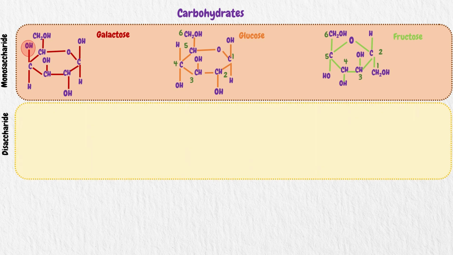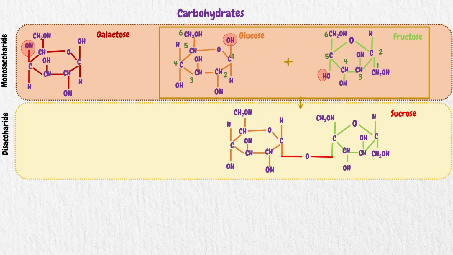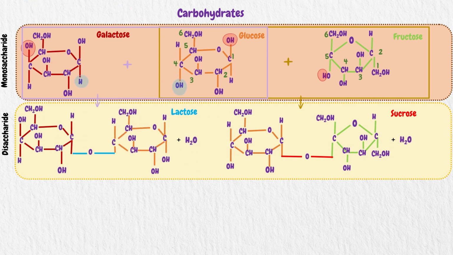For example, glucose combines with fructose by removing one hydrogen from fructose and one OH group from glucose to form sucrose, and a water molecule is released. So sucrose is formed. Another disaccharide is formed when galactose combines with glucose through the removal of hydrogen from galactose and OH group from glucose, with release of a water molecule, and lactose is formed.